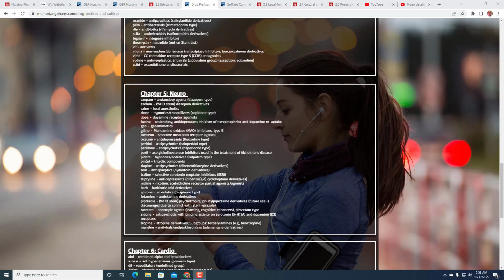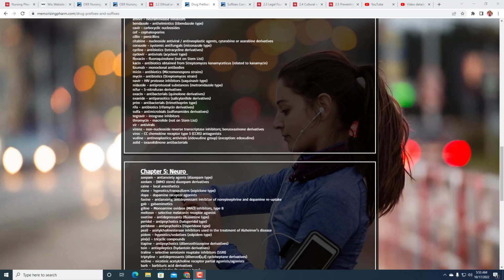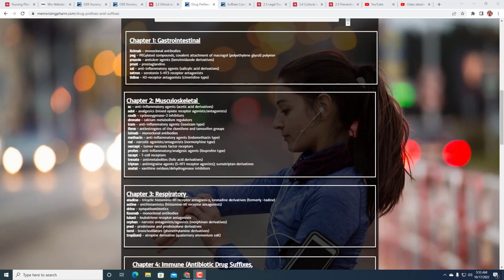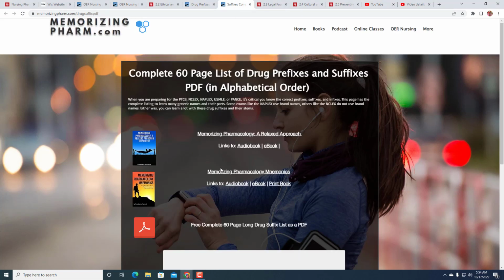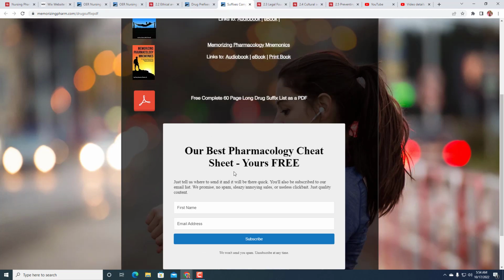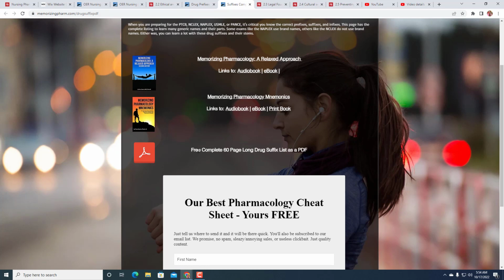And when we know those suffixes and prefixes, it makes it a lot easier to catch those medications which are the same class or same mechanism of action. The other prefixes and suffixes list I have is the one where it's a PDF. It's memorizingpharm.com/drugsuffix PDF. And this is a 60-page long document. So if you really want the big one, this is it. And this has 800 drugs.